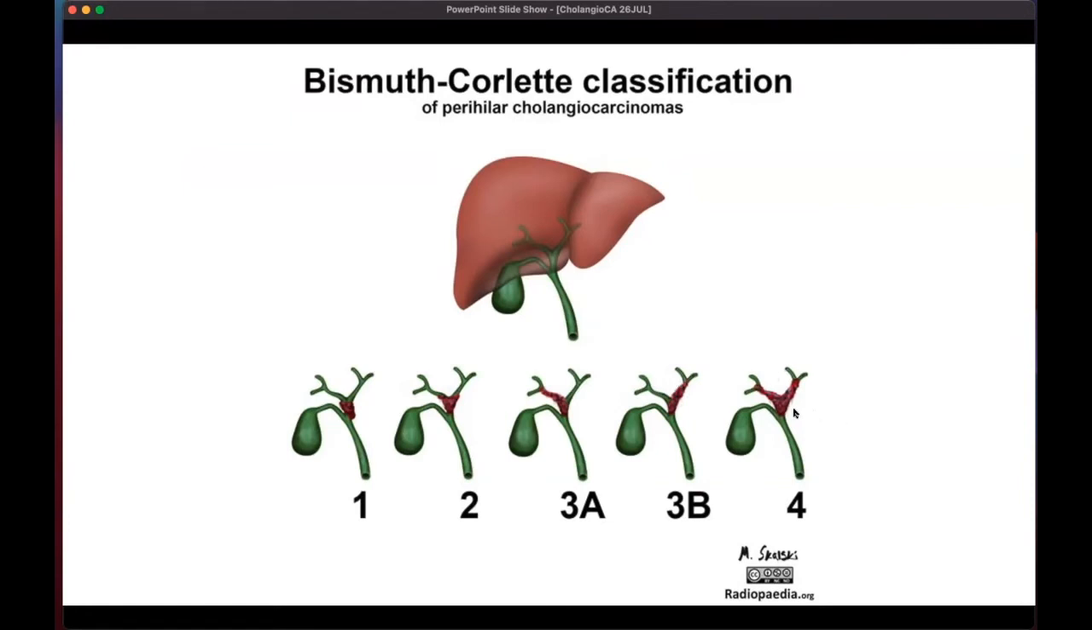And then 4, you just see like a bunch of little ducts. You don't see any common right or common left. Make sense?